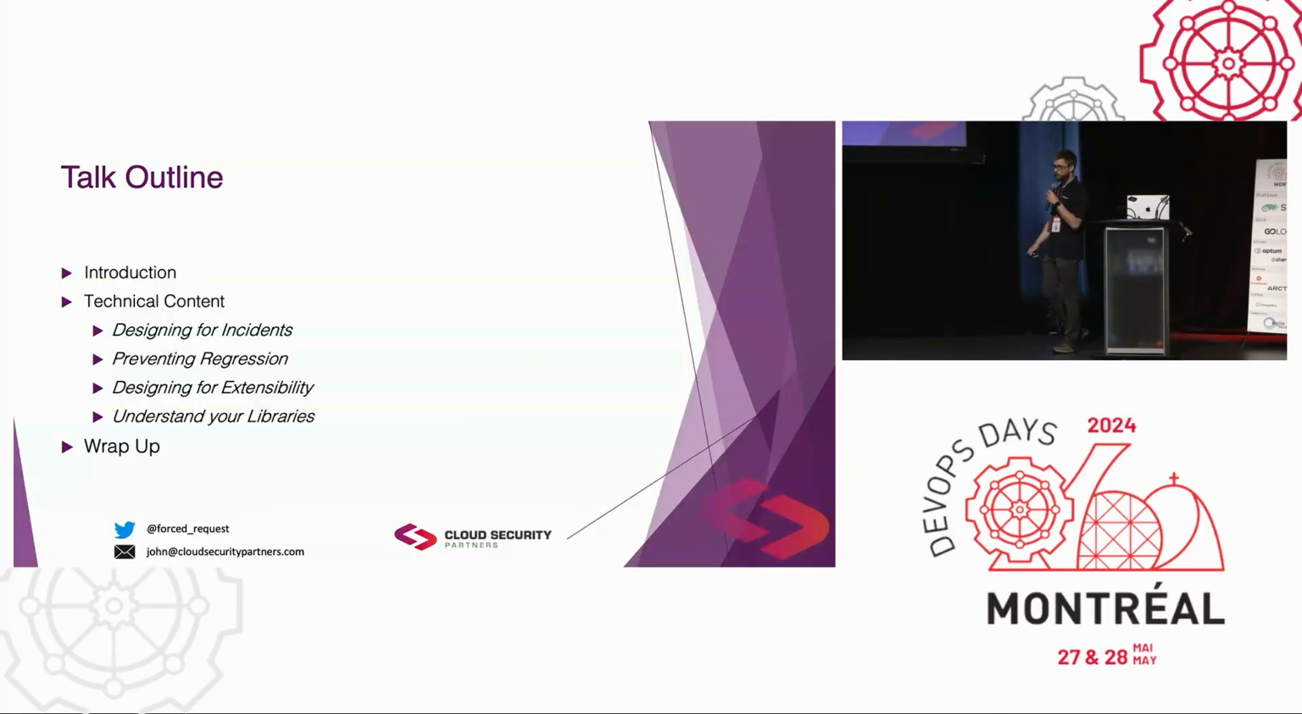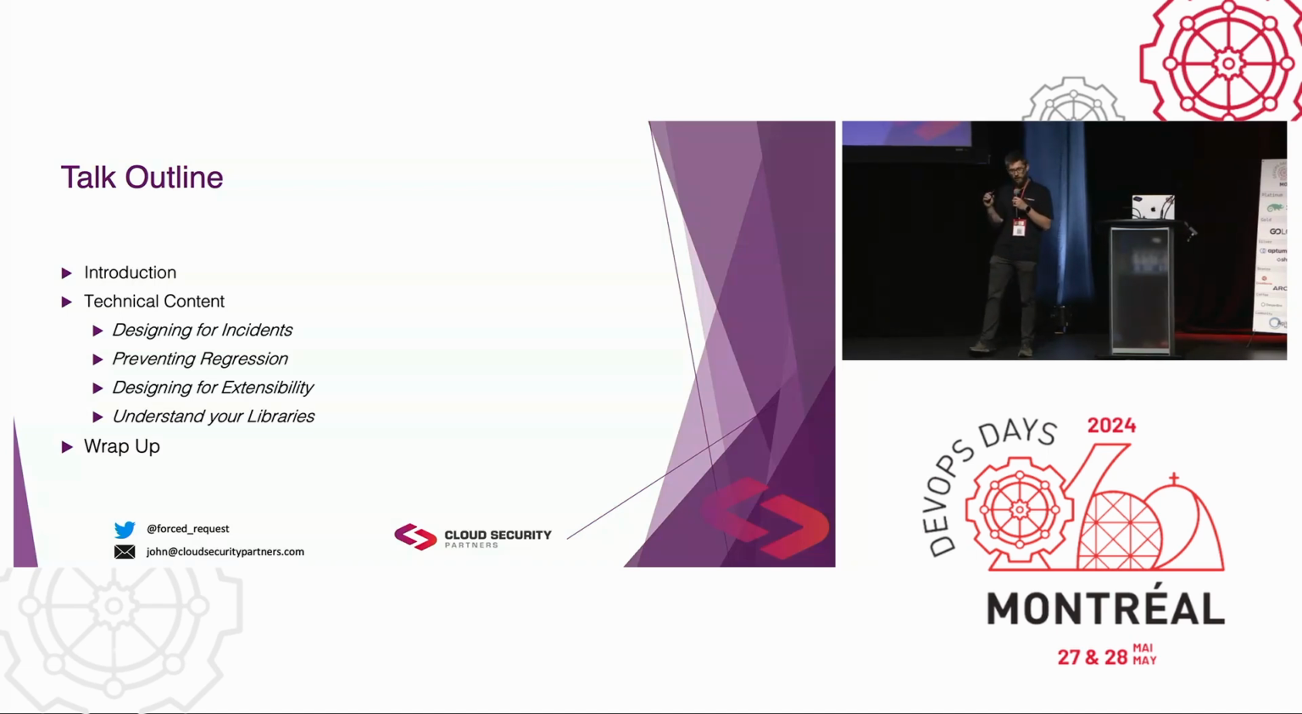So brief outline here. We're going through an introduction now. There's 4 primary pieces of technical content: designing for incidents, preventing regression, designing for extensibility, and then understanding your libraries. And then at the end, with enough time, we'll wrap up and hopefully it makes sense. The talk was designed this way for a very particular reason, which I think will make sense as we move forward.